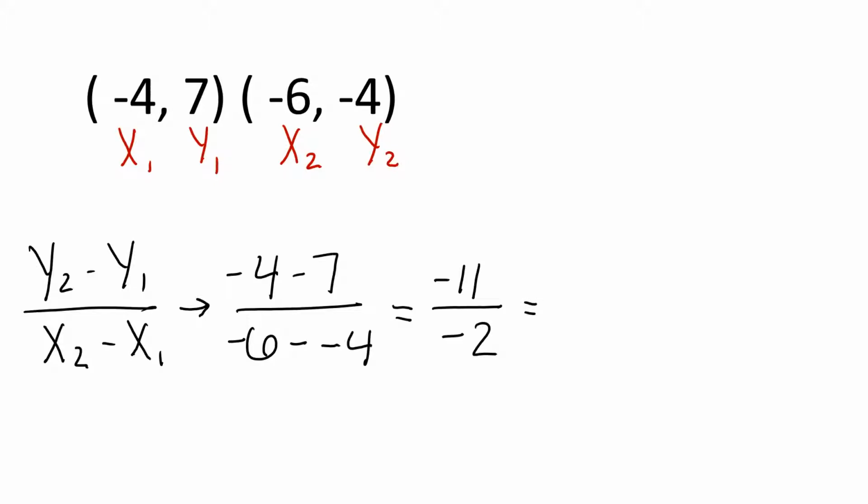-11 divided by -2 is going to give you a decimal. Slope is never a decimal. It's always a fraction. So we leave it as a fraction, positive 11 over 2. Two negatives, -11 and -2. Two negatives make a positive. We have a slope of 11 over 2.